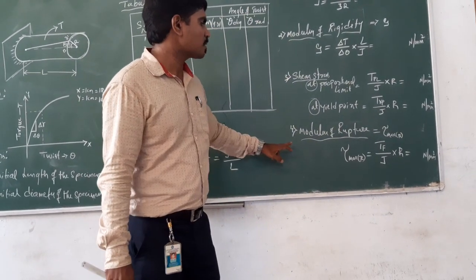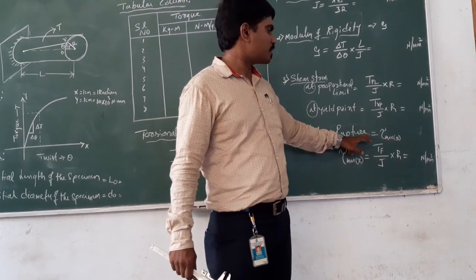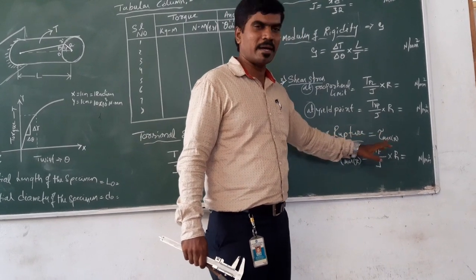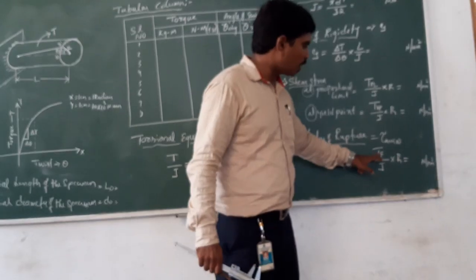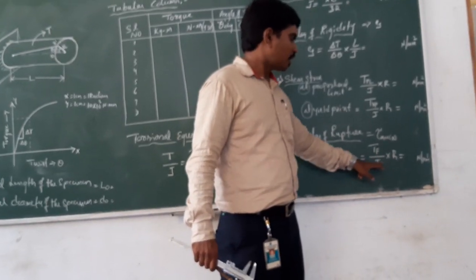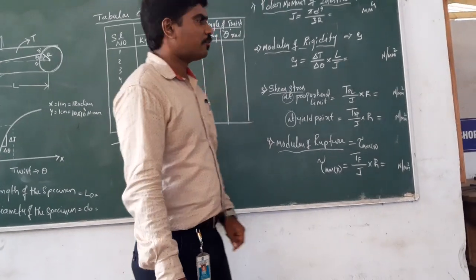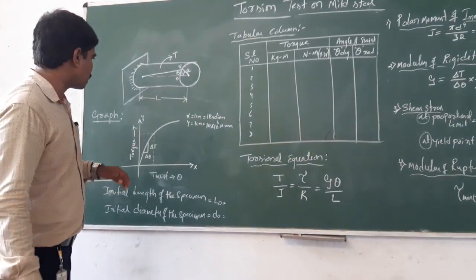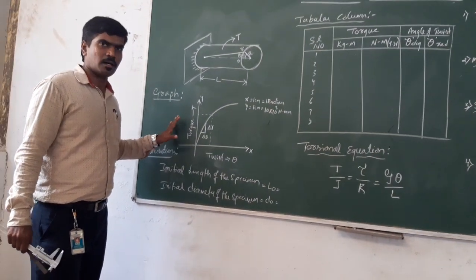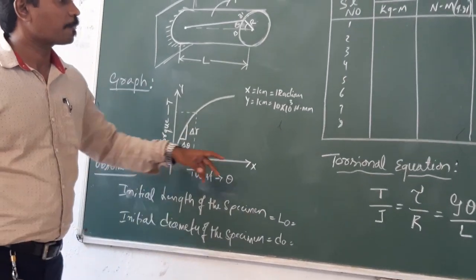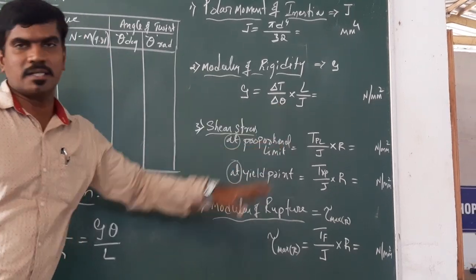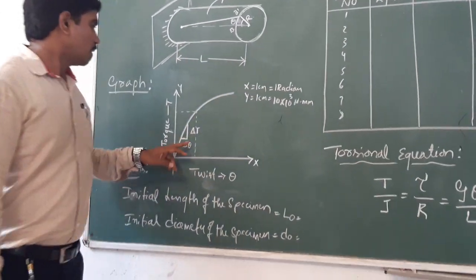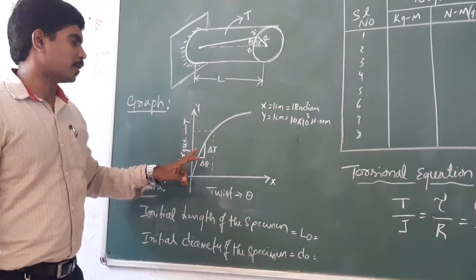The last one is the modulus of rupture, which is equal to tau max, and it is given by torque at rupture or failure divided by J into R. Finally, by using this we can draw the graph, and from the graph we are able to find out dT by d theta. That is what we can find out with the help of this graph.